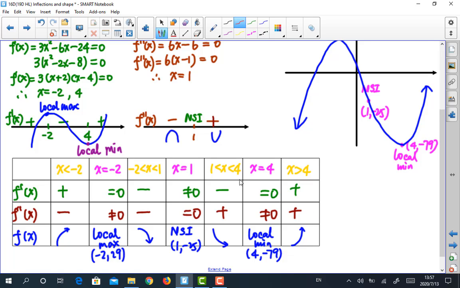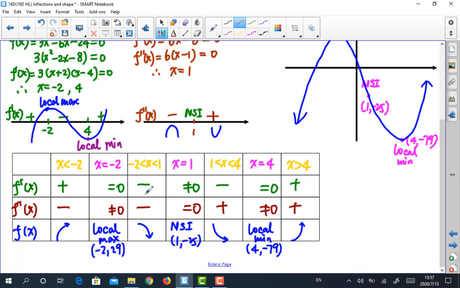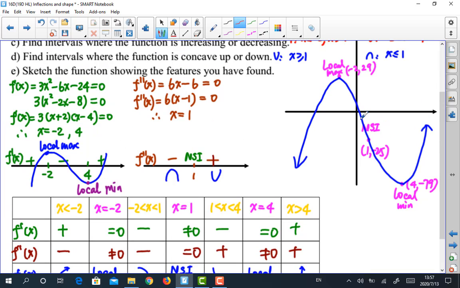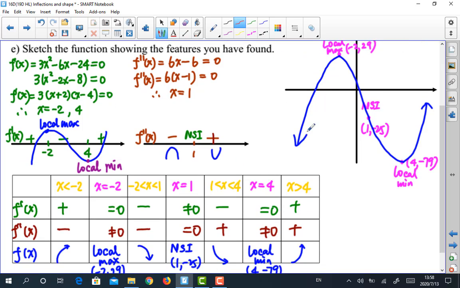So in order to finish question E, you only need to assemble the pieces in the last row for the original function f of x in the coordinate system. So increasing concave down to the local maximum, then decreasing concave down to the non-stationary inflection point. So at this point, the concavity changes. So decreasing concave up, then x is greater than 4, increasing concave up.